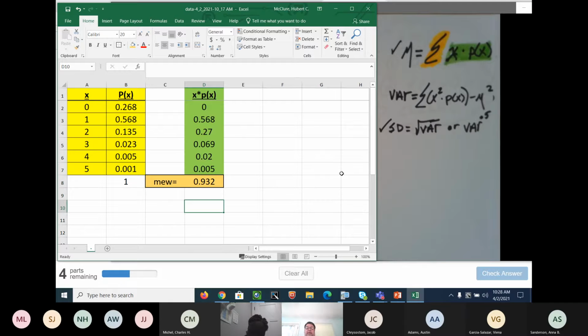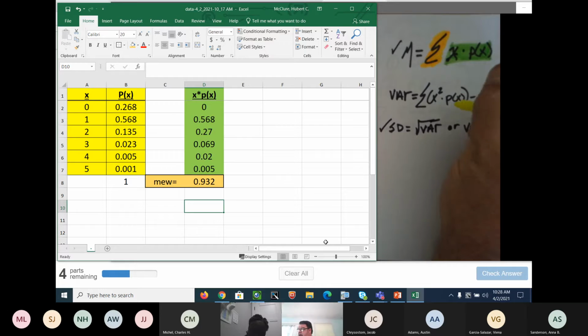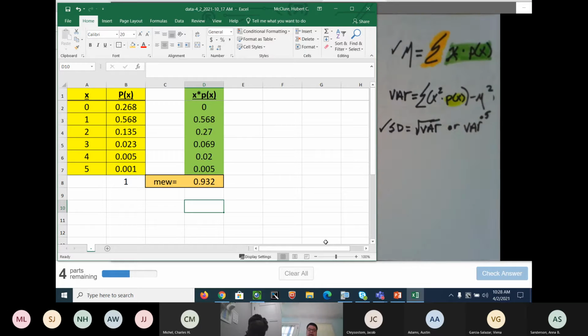So now we've got to find the variance. Let's look at the variance, and I'm going to highlight what we already have. What do we already have? We already have P of X. That was given to us. We have mu. But what do we not have? We don't have mu to the second power. Well, we can do that in the calculator.